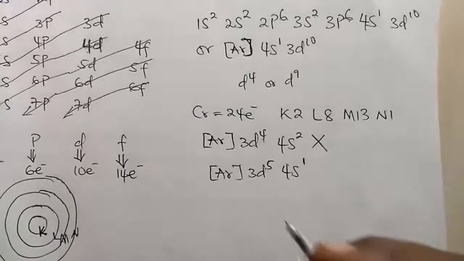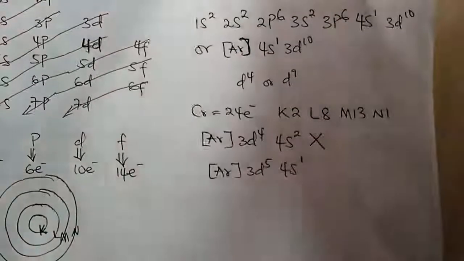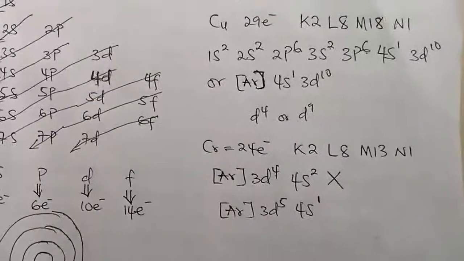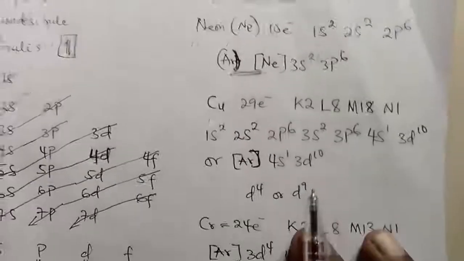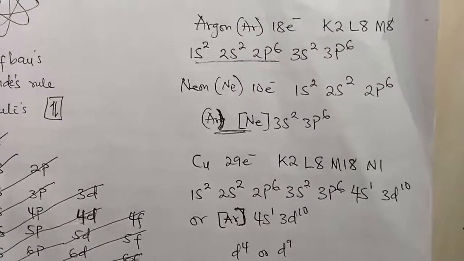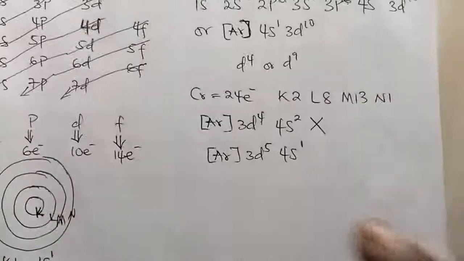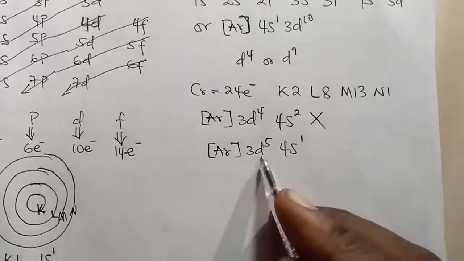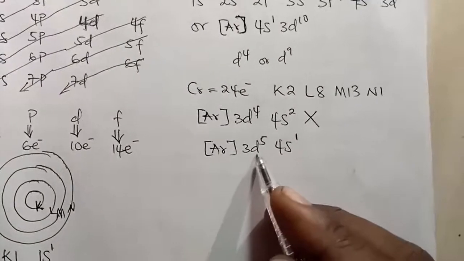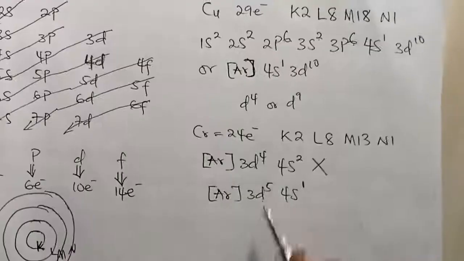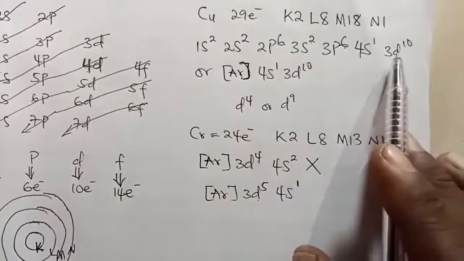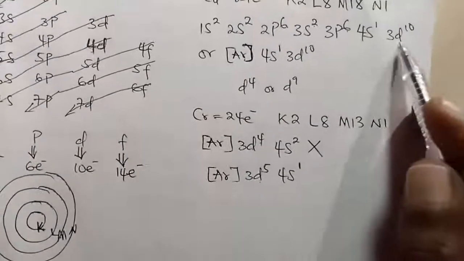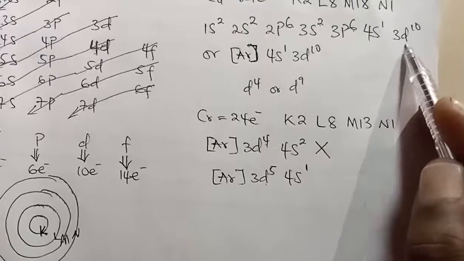Now the reason is because chromium is a transition element, and transition elements like chromium, copper, cobalt, nickel, vanadium, iron, titanium, gold, mercury, all of them have either a partially filled or completely filled d orbital, which is d5 or d10. If you look at copper, you see d10. That is how they exist. So their d orbitals are either partially filled or completely filled.